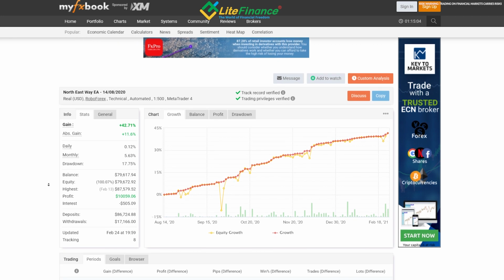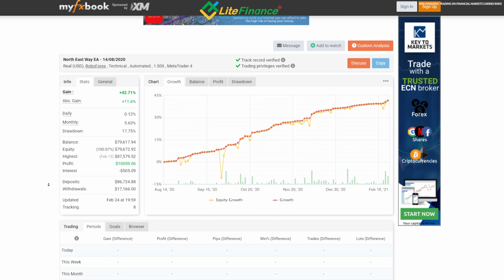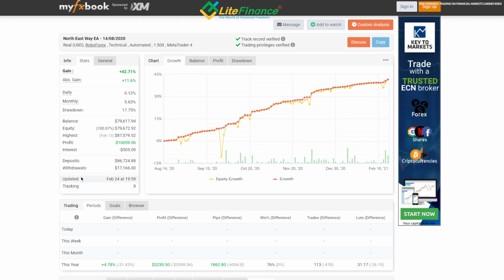So next we have the profit, and this is the total yield of closed positions for the entire period, the total result. Interest, it is the total swap costs. Withdrawals, it is the total amount withdrawn from the deposit. Updated, the time of monitoring update.